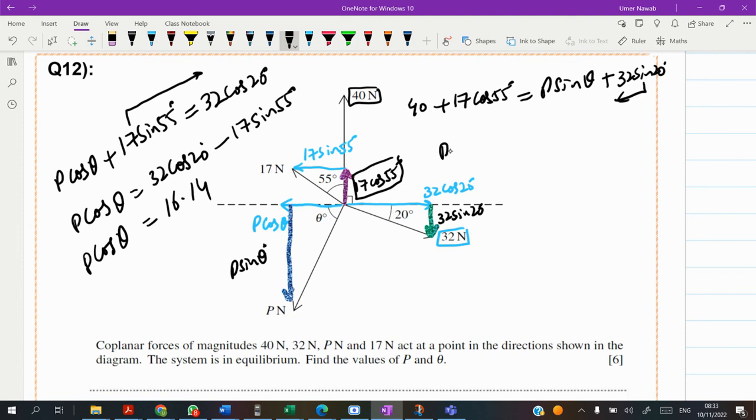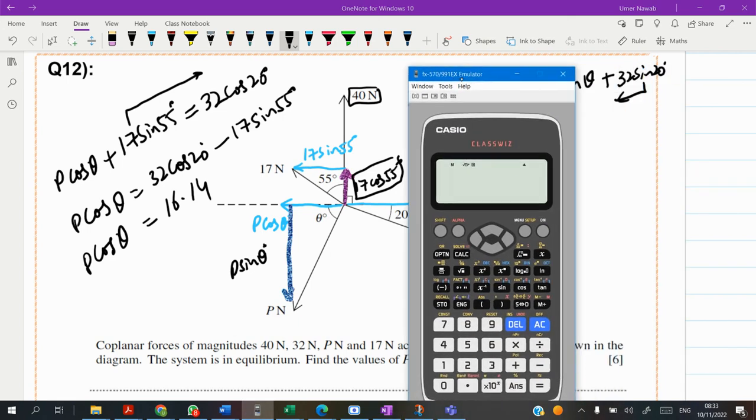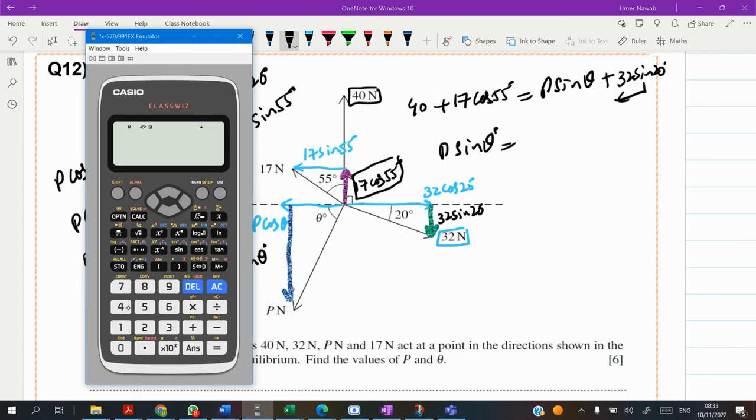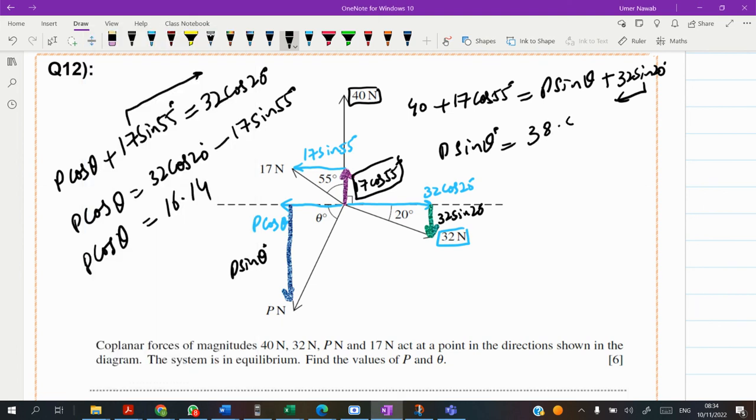Send it to the left. Try to make p sine of theta the subject. So I'm going to calculate this from a calculator: 40 plus 17 cosine of 55, and then minus 32 sine of 20. Close the bracket and get your answer, 38.81. I got p sine theta, and I got p cosine theta.